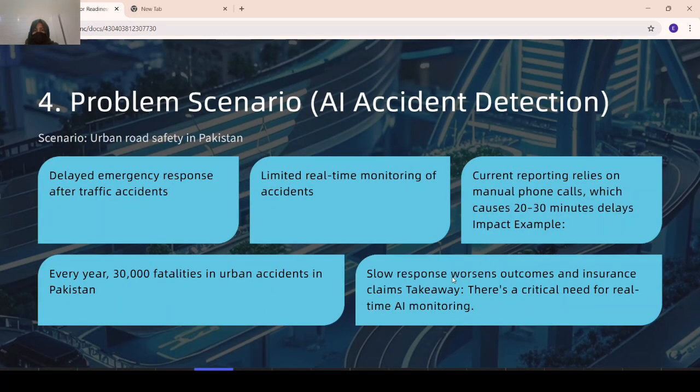So what is a problem scenario? For example, we have AI accident detection. So what is the scenario here? That is urban road safety in Pakistan. Delayed emergency response after traffic accidents, limited real-time monitoring of accidents, and current reporting relies on manual phone calls, which cause a 20 to 30 minute delay. Impact example: every year there are 30,000 fatalities in urban accidents in Pakistan, slow response worsens outcomes, and insurance claims take longer. So there is a critical need for real-time AI monitoring. This is our problem statement.